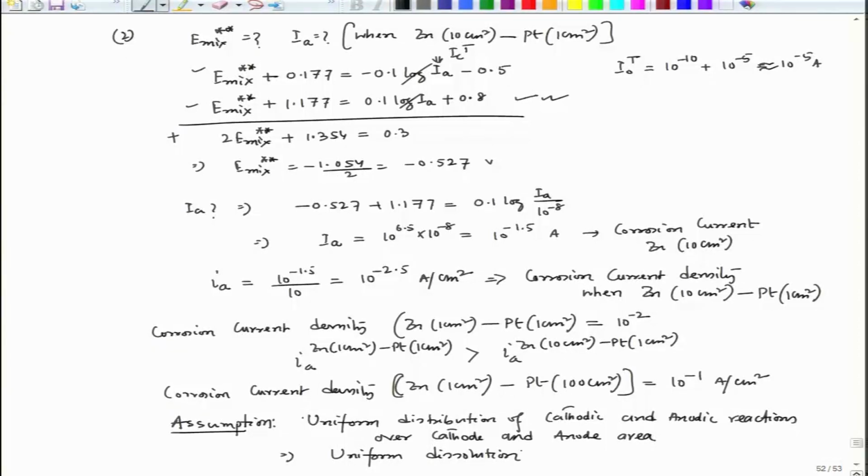In that case we could see that increase in cathodic area is not good for the structural design. Rather, if we have an increase in anodic area with reference to the cathodic area, that serves better because the dissolution rate decreases. So, from this numerical problem solving, we could see the effect of the area factor, and we see the area factor in a better fashion and appreciate it better.